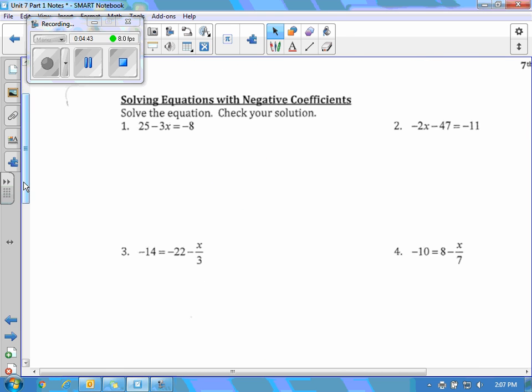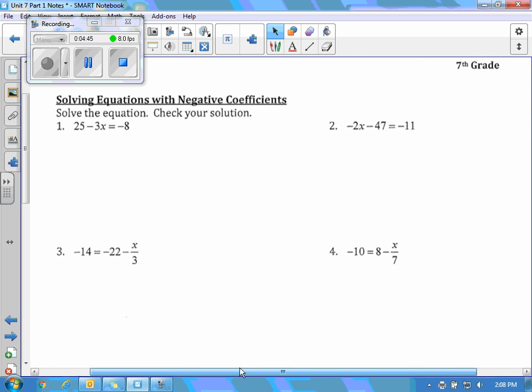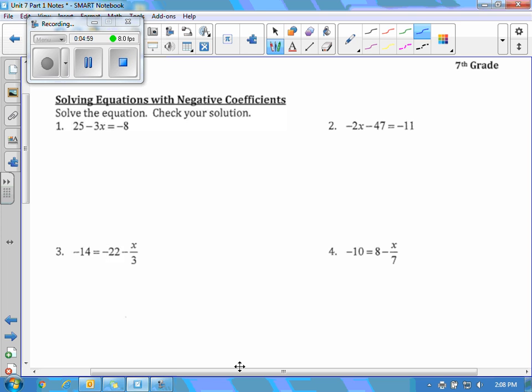Moving on to the back side, it says solving equations with negative coefficients. Okay, so this is going to be a little bit more difficult. Looking at number 1, again, the first thing I'm going to do is box and rewrite. So 25 minus 3x equals negative 8. I go to the side with the variable, which is the left side.